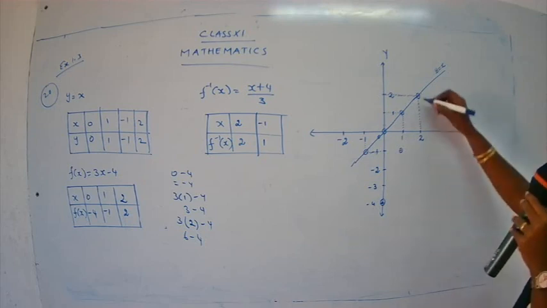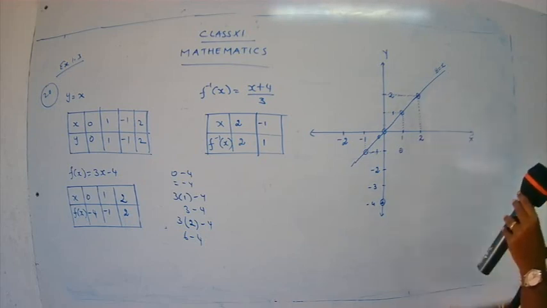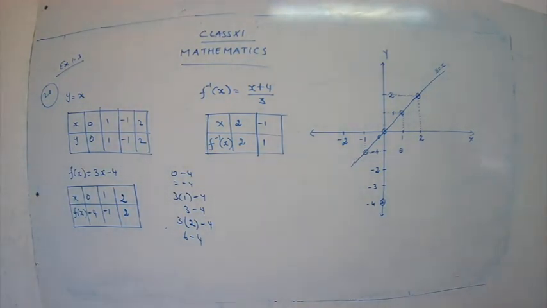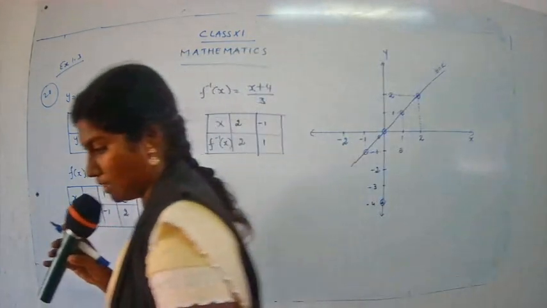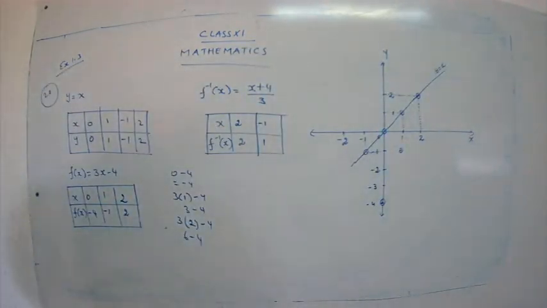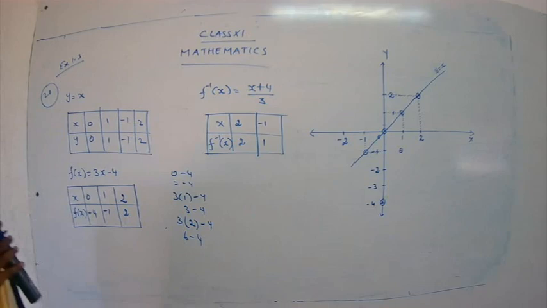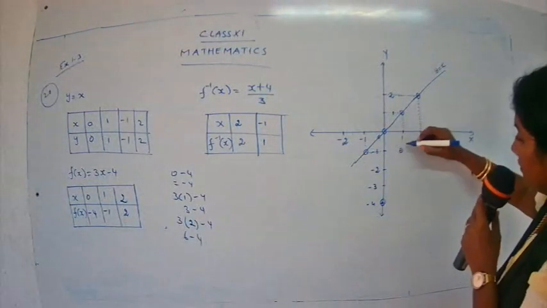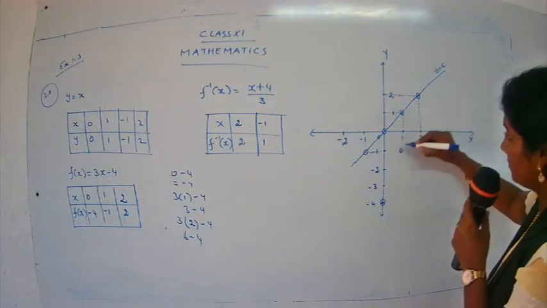2, 2. Okay. Be careful. Minus 4, there's 0, minus 4, 1, minus 1, and 2, 2. So draw a line. You can draw a straight line using the scale. Yes, you just place the scale properly and try to draw the points, children. That is, try to join the lines.